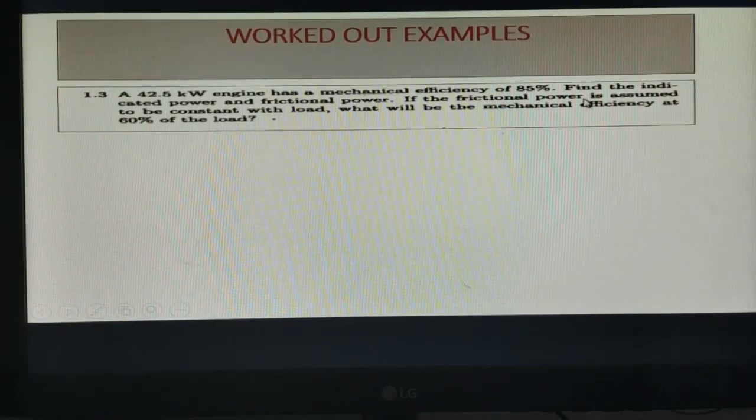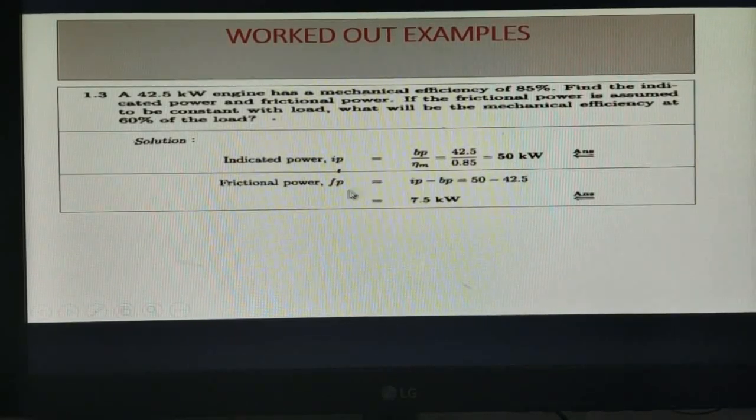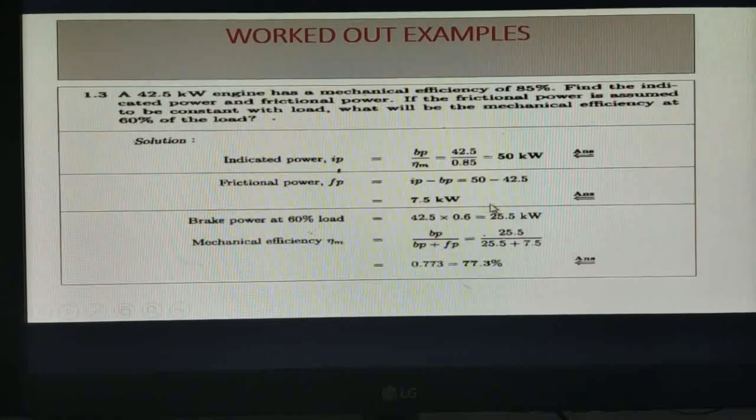If the friction power is assumed to be constant with load, what will be the mechanical efficiency at 60% of the load? So for the indicated power, the mechanical efficiency is given as 85%, and the brake power is given as 42.5 kilowatt. So from that we can easily find out the indicated power. Substituting in the equation, we'll get the indicated power as 50 kilowatt. Then the friction power is what? Indicated power minus brake power. So from this we can easily find out the friction power. So the friction power is coming as 7.5 kilowatt.